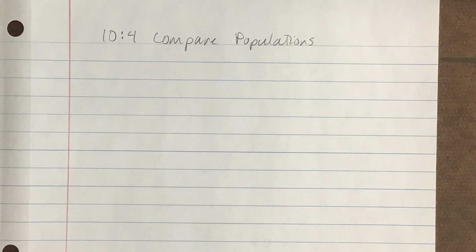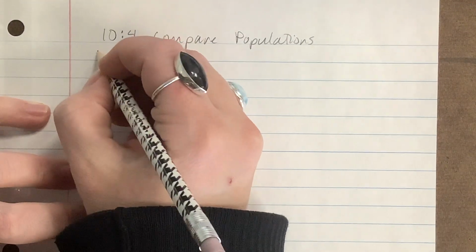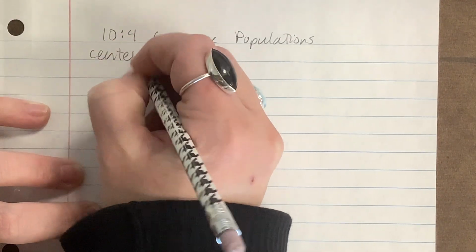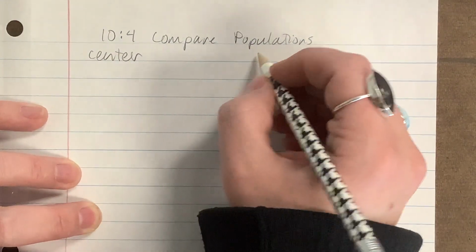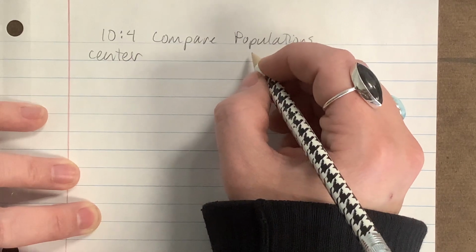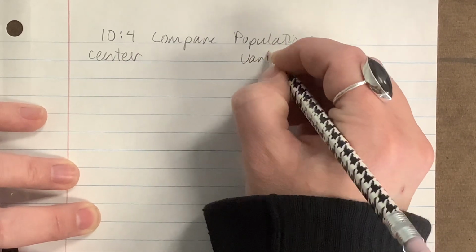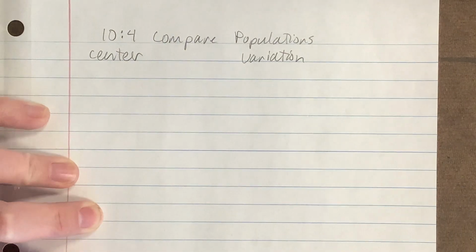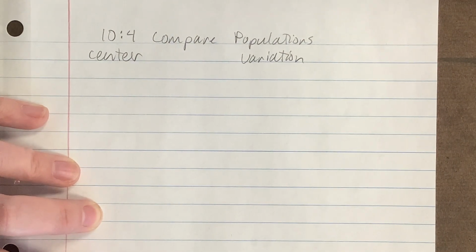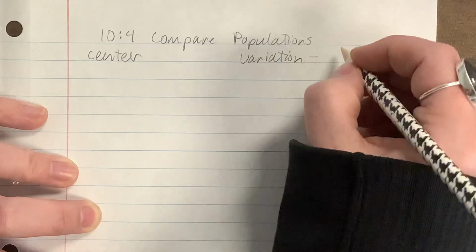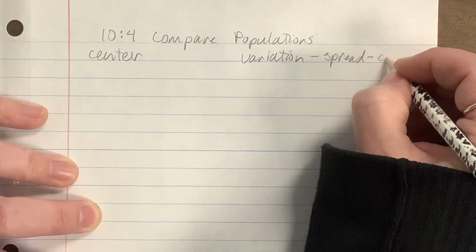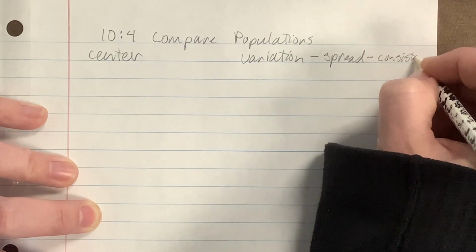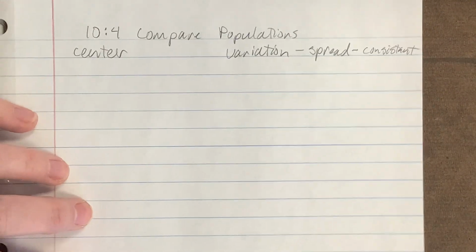We've got two different ways to describe data. We can describe the center of the data. That's our measures of central tendency. We can also describe the variation, or how spread out. Variation could be known as the spread, how consistent, how close are the numbers together, okay?